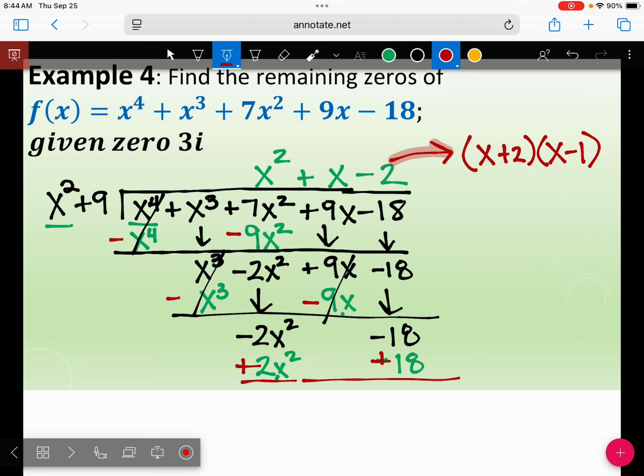All right, so now when I solve it, my four solutions would be x equals -2, x equals +1, x equals +3i, and x equals -3i.